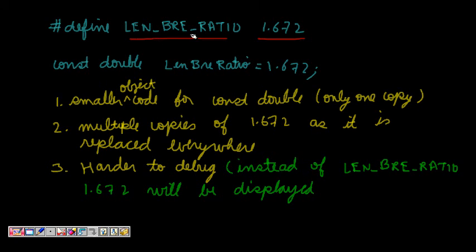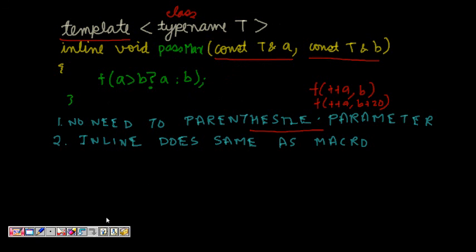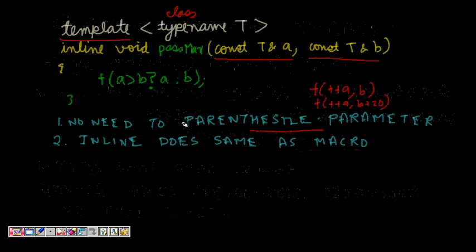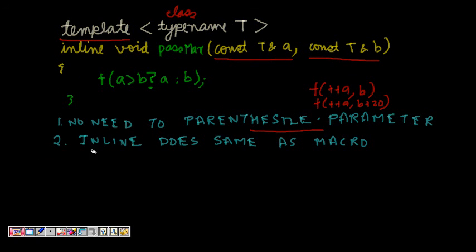The next problem is that when we use LENGTH_BREADTH_RATIO a lot of times, it will be copied and substituted every time, and it will create a bigger object code. But if I write const double length_breadth_ratio = 1.672, it becomes a const double, so it cannot be changed, and it has only a single copy, which saves some memory. So this was about some pitfalls of preprocessors and why we should not use them in C++. We saw how beautifully we can replace macros with templates in C++. Thanks a lot.